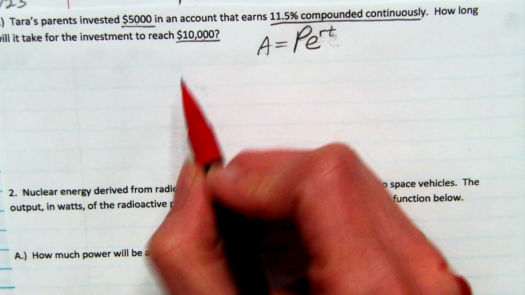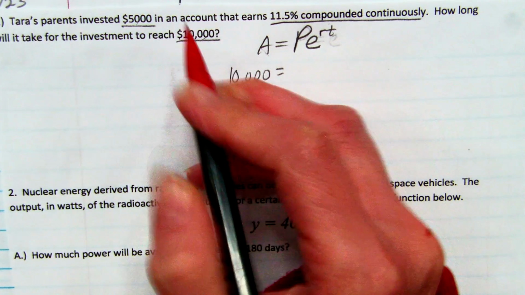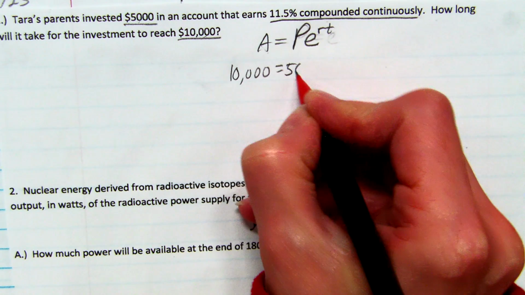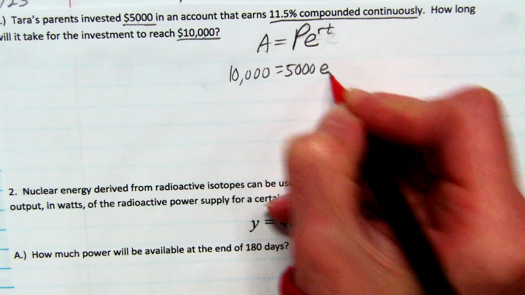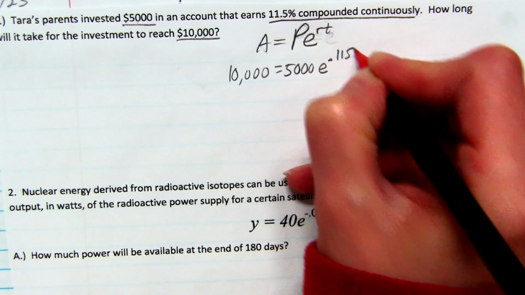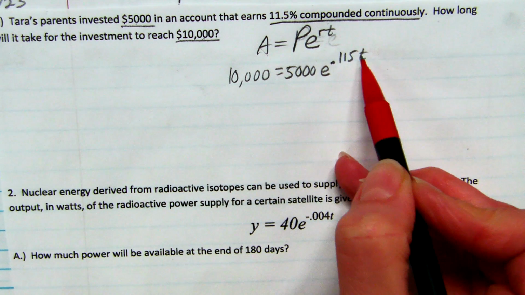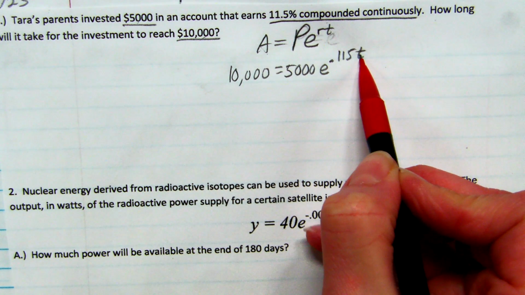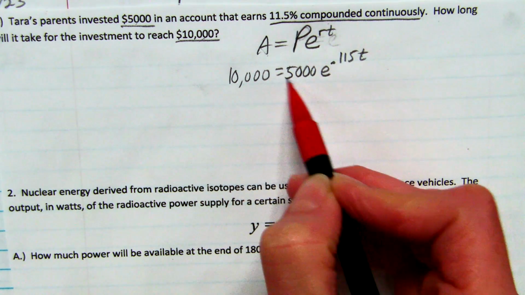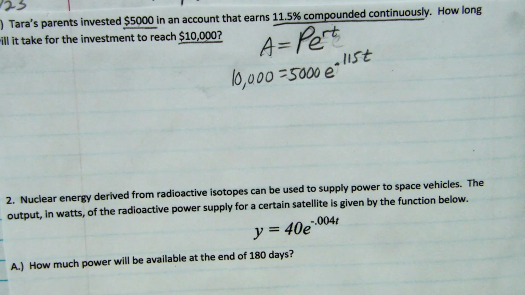So the final amount is $10,000. The original amount invested is $5,000, and your interest rate's 11.5%, which is 0.115 t. So we've used this formula before. All we're doing now is solving for t, which happens to be up here, instead of typing all of this in and getting this number. So we're going backwards instead of forwards.